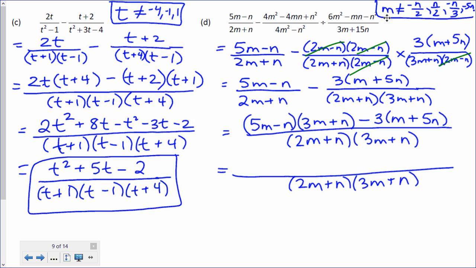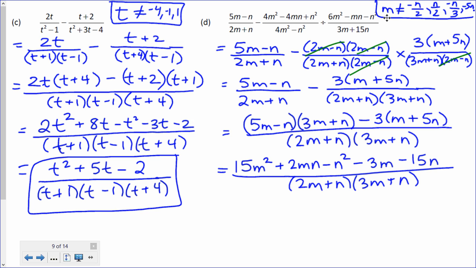5m times 3m, 15m squared. 5m times n is 5mn. Negative n times 3m is negative 3mn. So overall, plus 2mn. Negative n times n is negative n squared. Minus 3m, and then don't do all the hard stuff and make a mistake here. What's the last term I'm writing? Minus 15n.